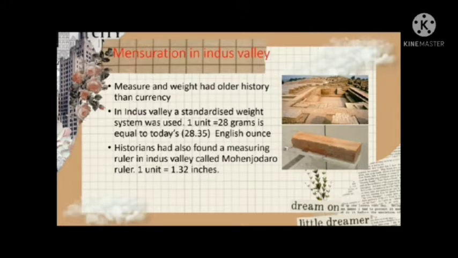In that, one weight is equal to 28 grams, that is equal to today's English ounce of 28.35 grams. Apart from this, historians have also found a measuring ruler that is called the Mohenjo-daro ruler. Its one unit is equal to 1.32 inches, and each unit is further divided into 10 equal parts.